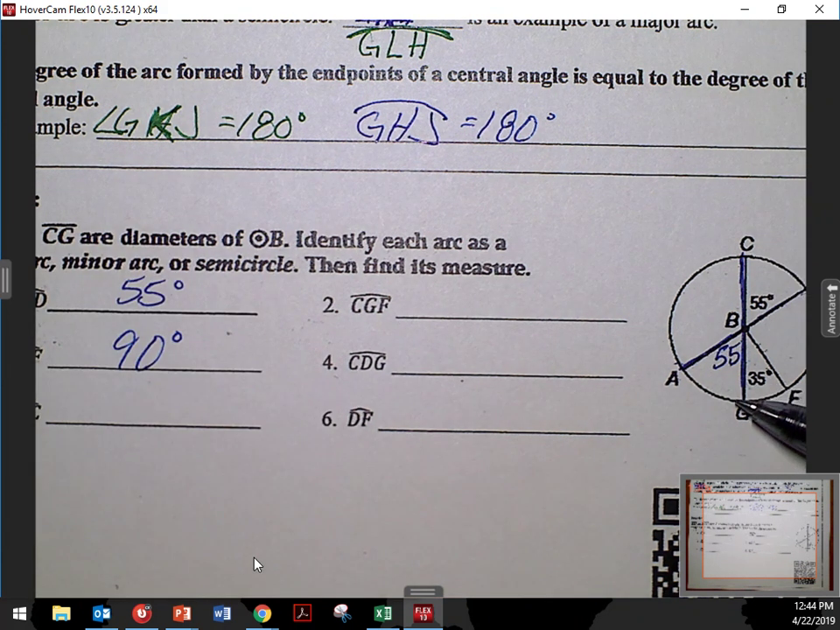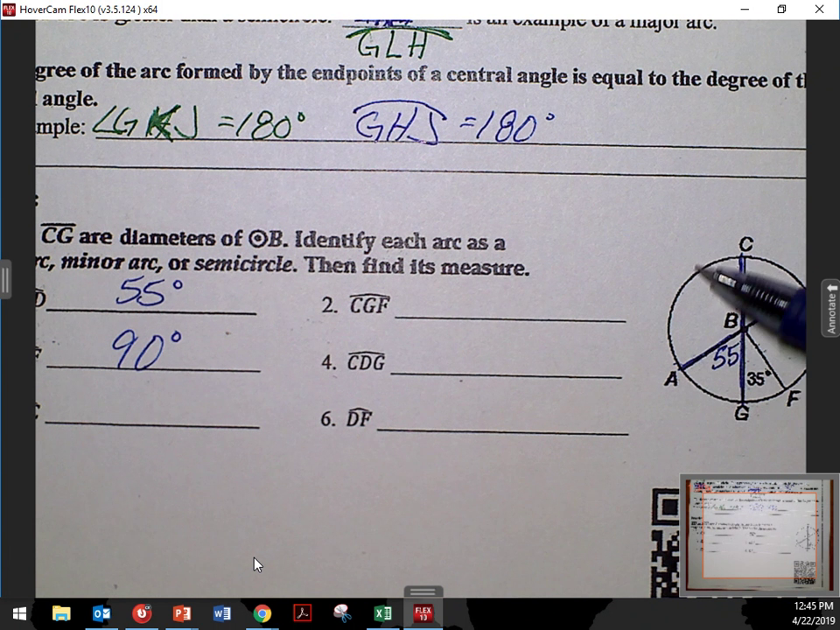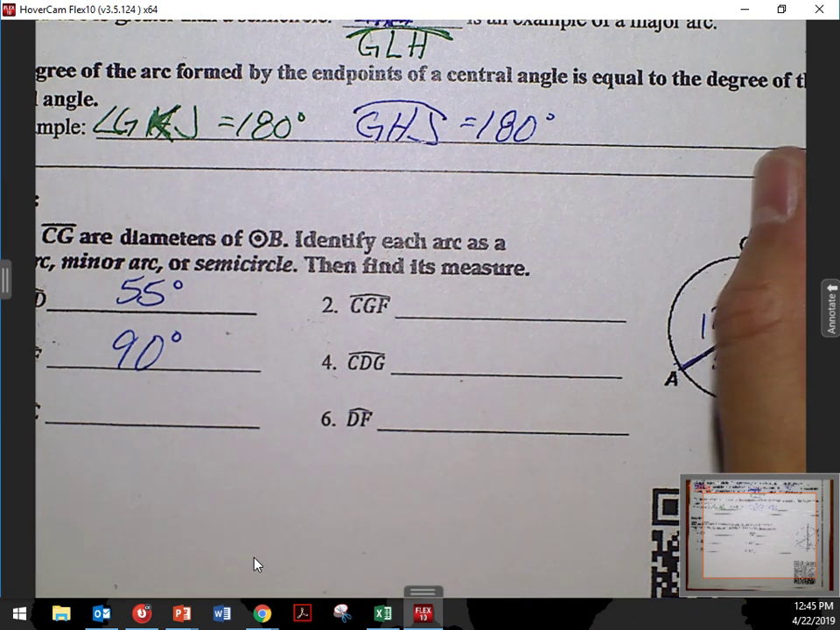Alright, let's see if you guys can figure this one out. What is arc AC now? 125. Sebastian, what'd you get? Emily got 130. Yeah, it's 125. Why? Is this a straight line right here? Yes, so it's 180 minus 55, which gives me 125 right here.